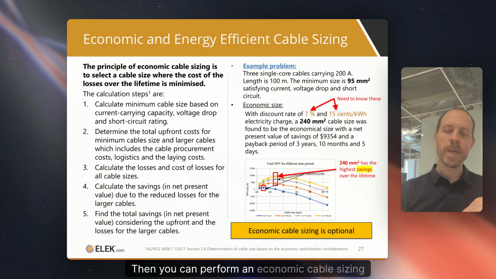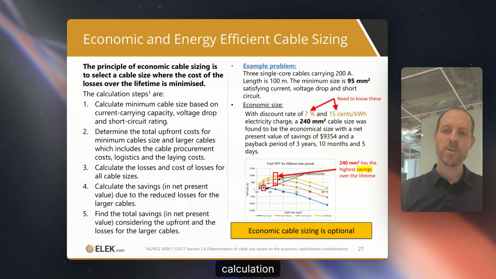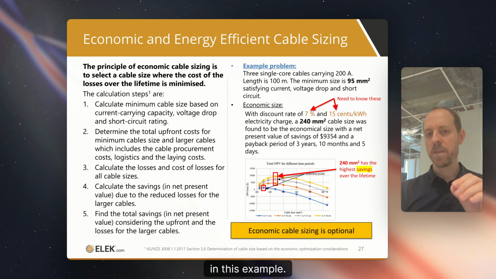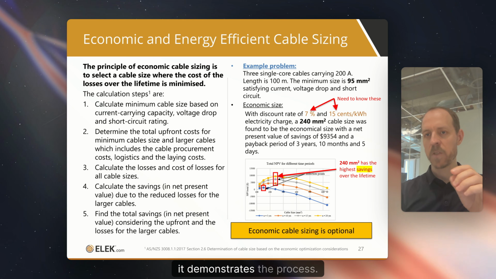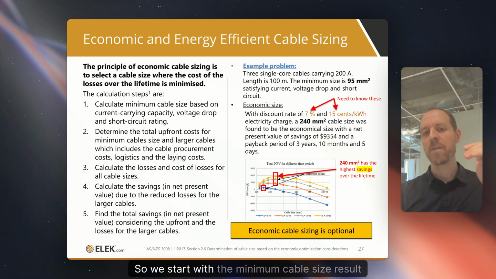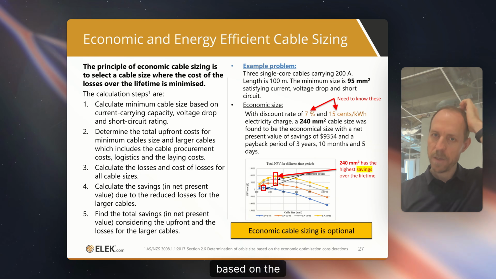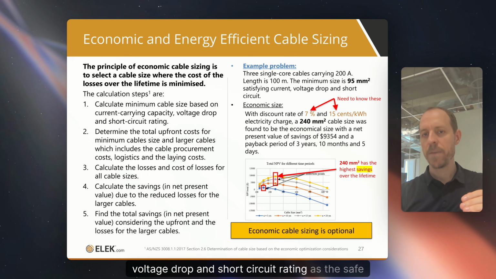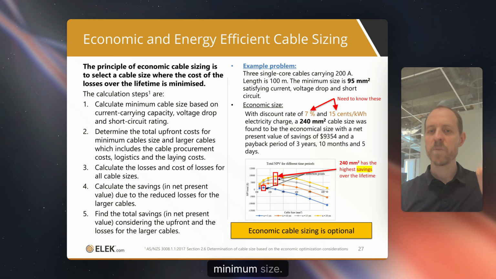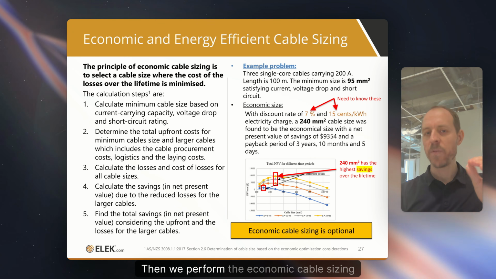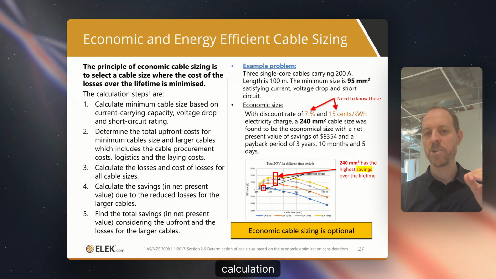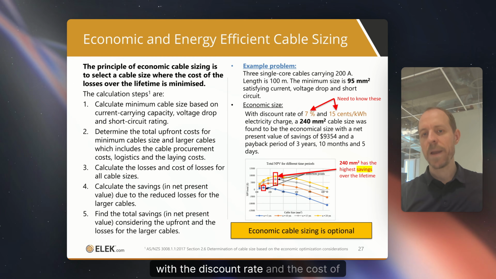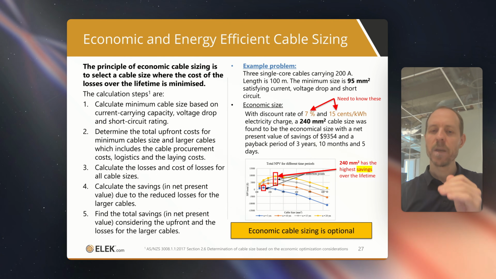Then you can perform an economic cable sizing calculation. This example demonstrates the process. We start with the minimum cable size result based on the current capacity, voltage drop, and short circuit rating. That's the safe minimum size. Then we perform the economic cable sizing calculation with the discount rate and the cost of electricity.